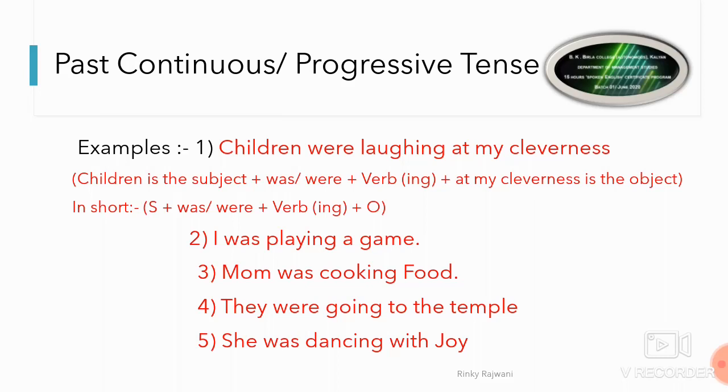They were going to the temple. So they. Many people are there. Many. So whenever we are using many, so there we will use were. They were going, correct, to the temple. To the temple is an object. She was dancing with joy. So she, singular, was dancing with joy. So this is what is about past continuous progressive tense.